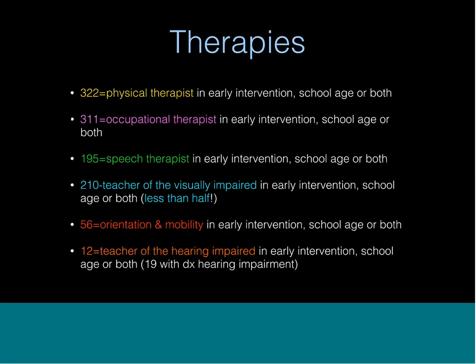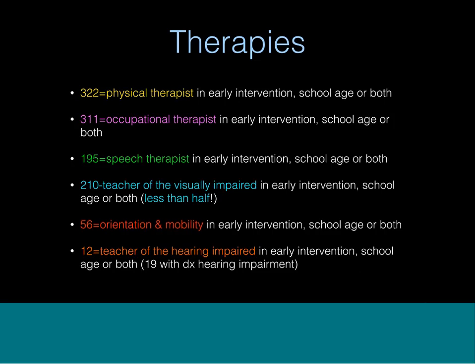These are the therapies that this group of children get. And remember, they come from all over the place. So that is pretty generalizable. That's a pretty random sample in that they come from lots of different areas. 322 have a PT in early intervention, school age, or both. So the greatest number of children get PT. 311 get OT, almost as many, in early intervention, school age, or both. 195 have a speech therapist in early intervention, school age, or both.